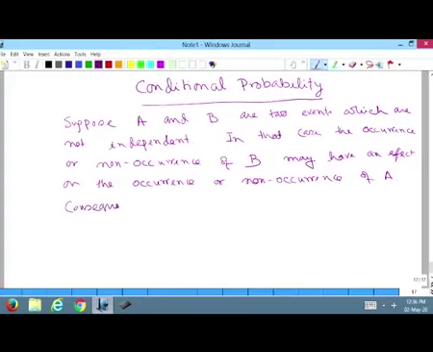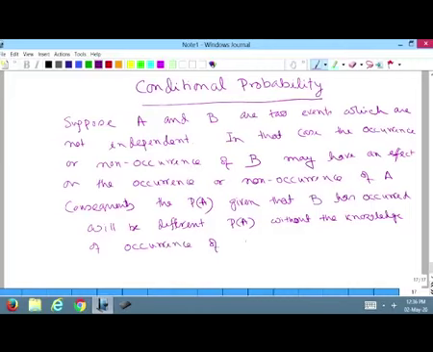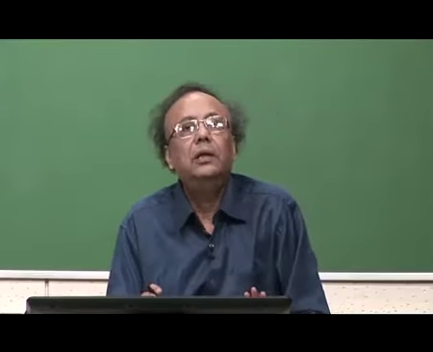Consequently, the probability of A, given that B has occurred, will be different from probability of A without the knowledge of occurrence of B. So, this is the basic philosophy of conditional probability.